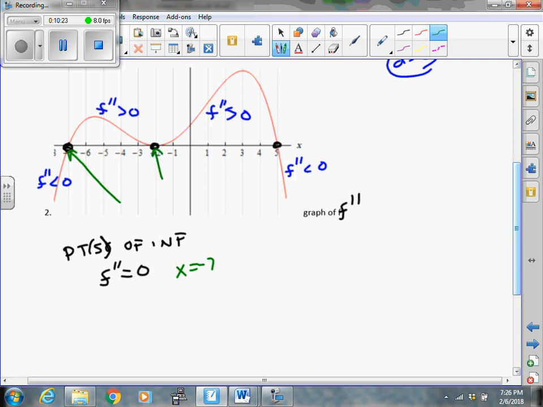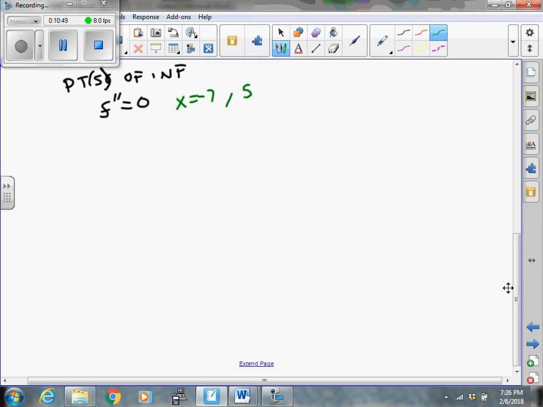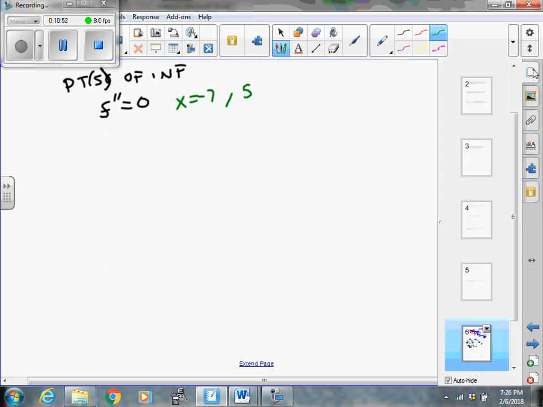Here, it goes from positive to positive. No change, no point of inflection. And over here at 5, we got a positive number, a negative number. It's changed from positive concavity to a negative concavity, so it is a point of inflection at 5. Okay, so that's pretty much the graphing kind of things we can be asked. So let's move on to the next page.